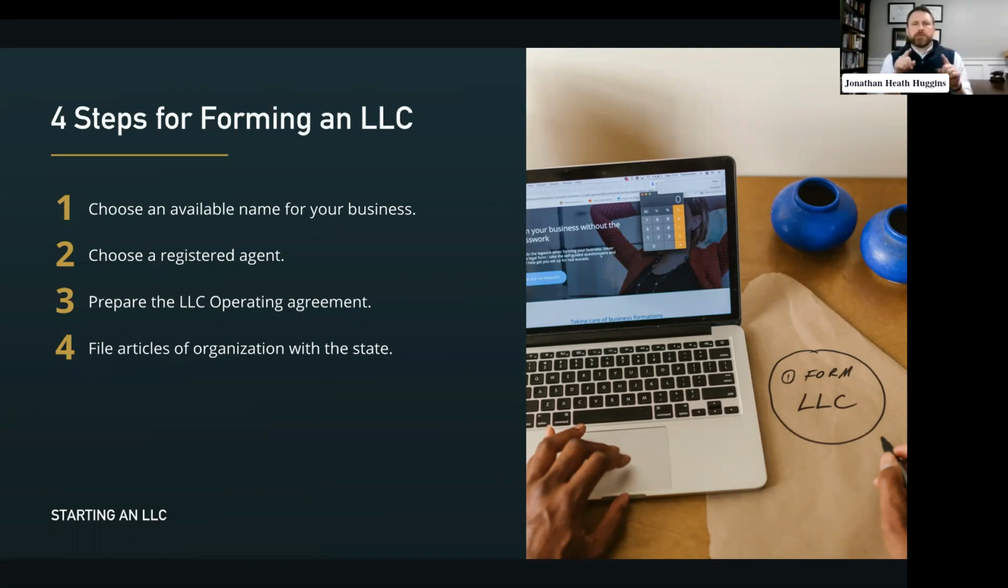And then you will need to prepare your LLC operating agreement. You may not need it if it's just by yourself, but if you are in a partnership, you would want to do that. And then, you can breathe. I know it's nerve-wracking, but now it is time to go ahead and file. You file the articles of organization with the state where you plan to establish that LLC.